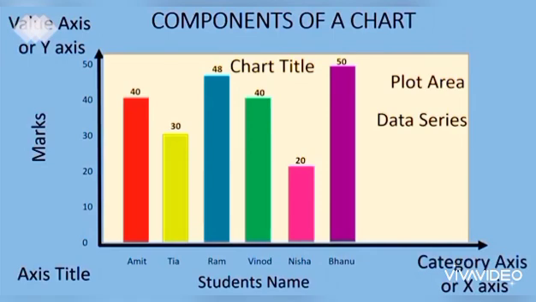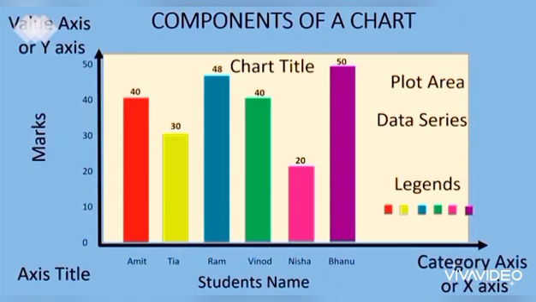After this, next is the legends. Now what are legends? Legends are basically the colors, patterns and symbols that are assigned to a data series. Here you can see that the record for Amit is in red color, then for Tia it is in yellow color, for Ram it is in blue color. So all these small symbols are the legends, the colors which are representing the data.